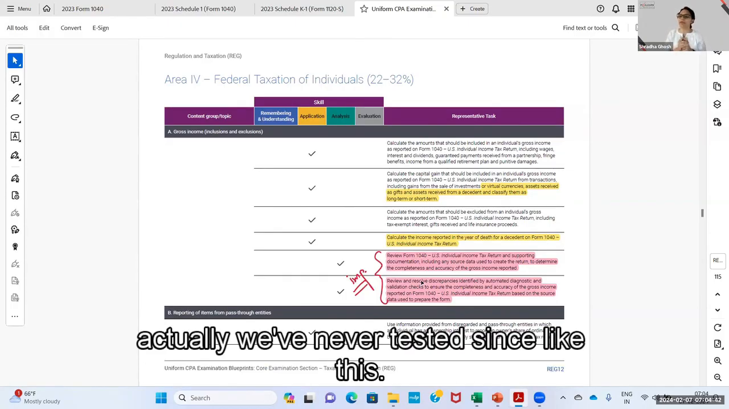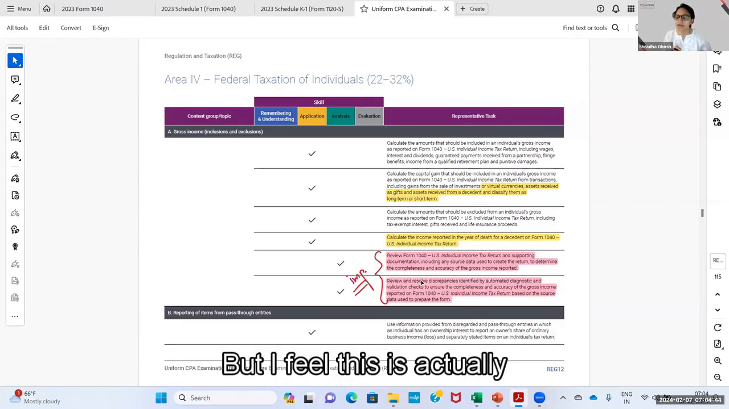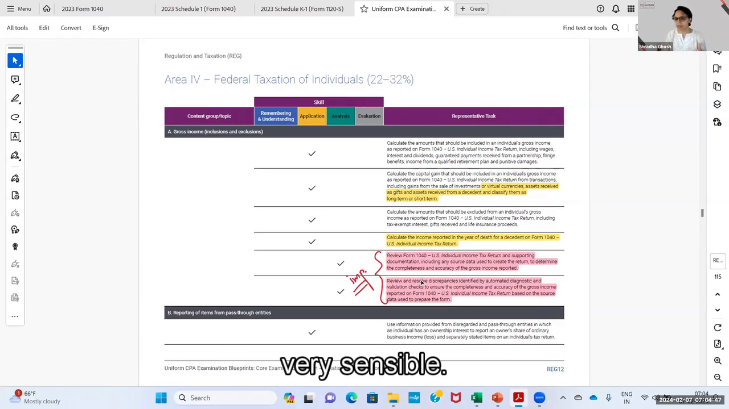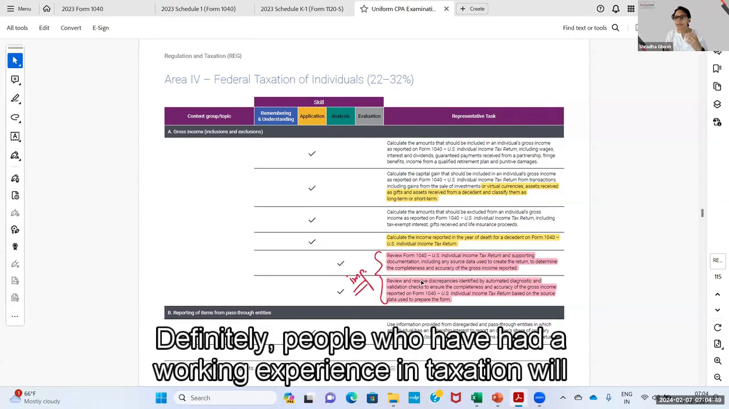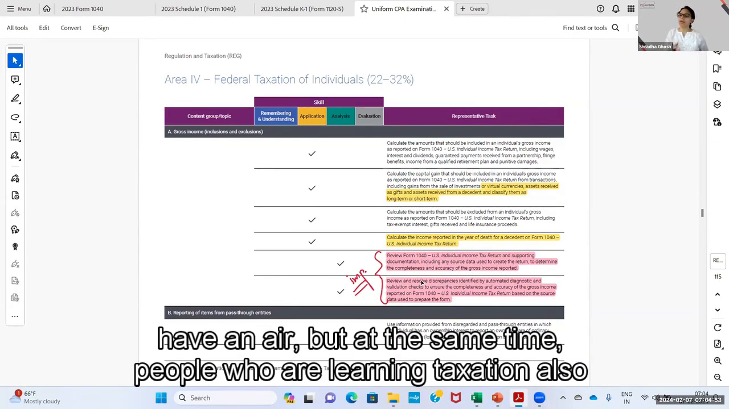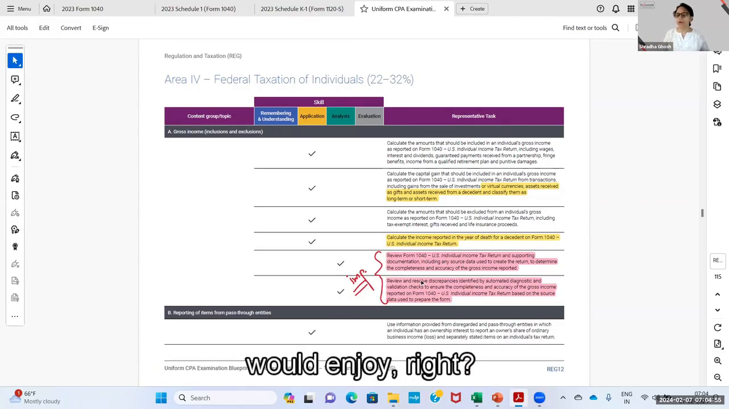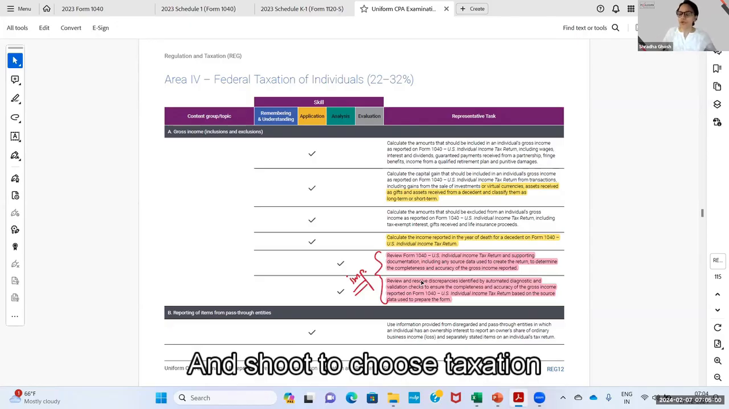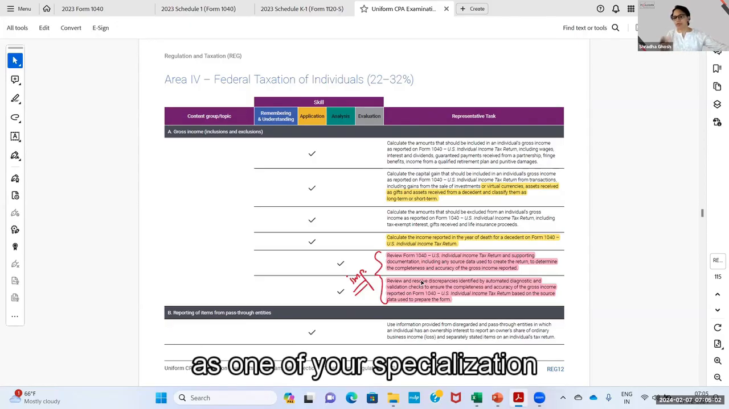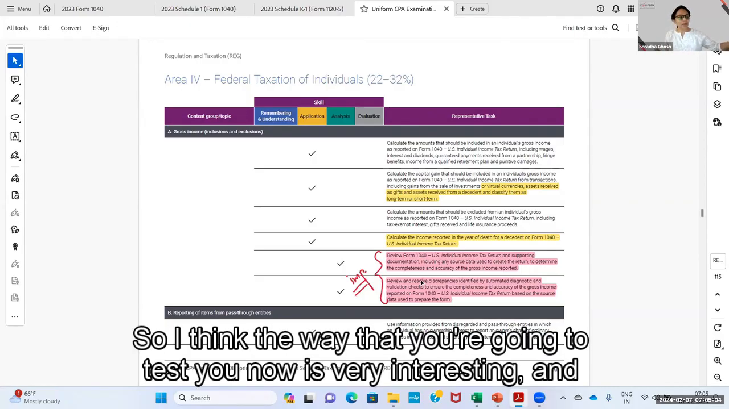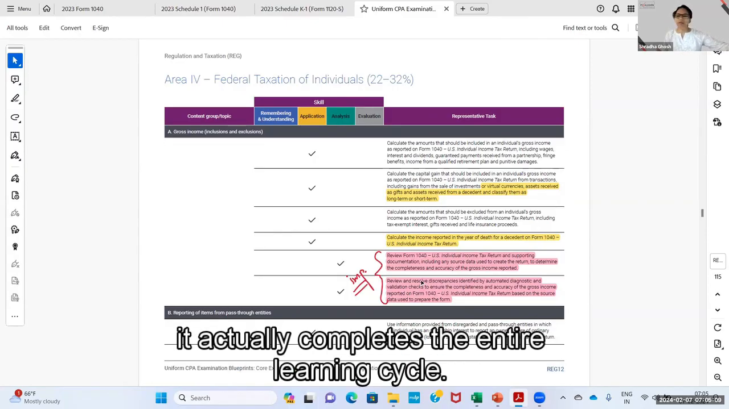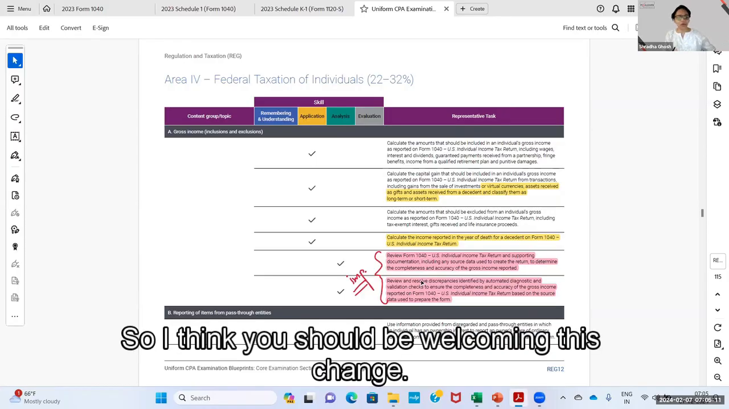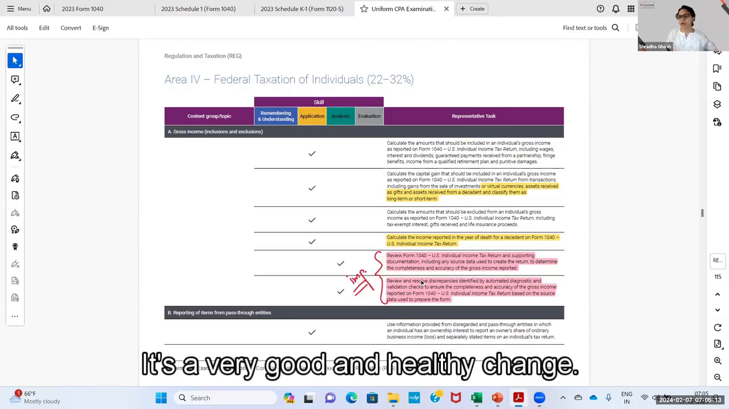And actually, we've never tested sims like this. But I feel this is actually very sensible. Definitely people who've had working experience in taxation will have an edge. But at the same time, people who are learning taxation would also enjoy it, because this is exactly what you would be doing once you choose taxation as one of your specialization fields. So I think the way they're going to test you now is very interesting, and it actually completes the entire learning cycle. So I think you should be welcoming this change. It's a very good and healthy change.